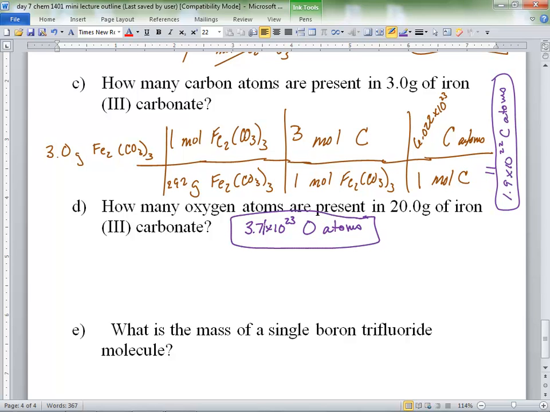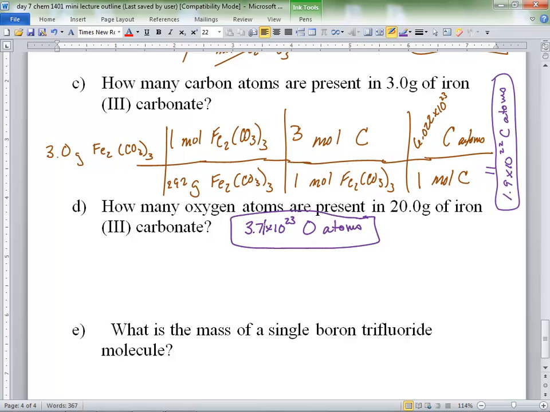Is everyone on E? Okay, we only have a few minutes left, so let me just run through this quick. On E, there's a hard way and there's a logical way. The hard way, I think, is going through the same way we did it up. We would start with what is boron trifluoride? What formula? BF3. You start with one BF3 molecule and convert all the way to grams.